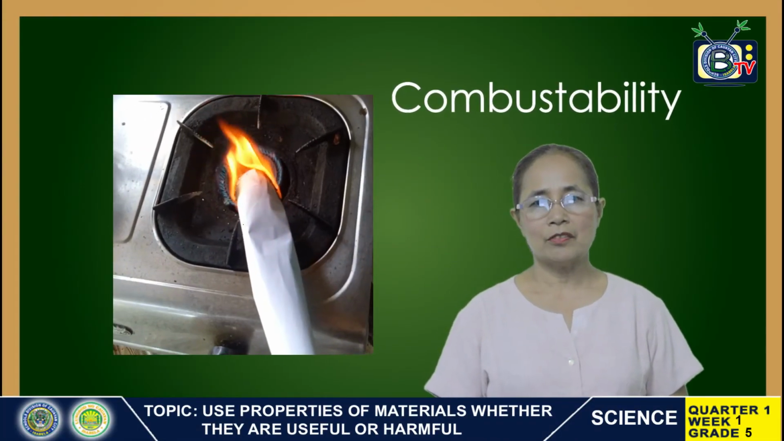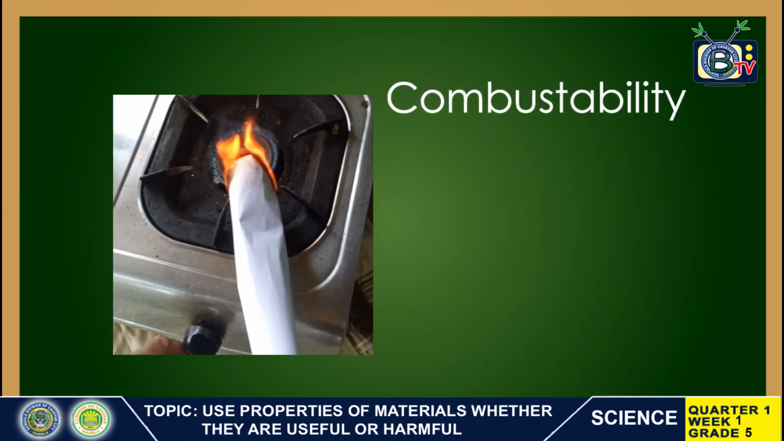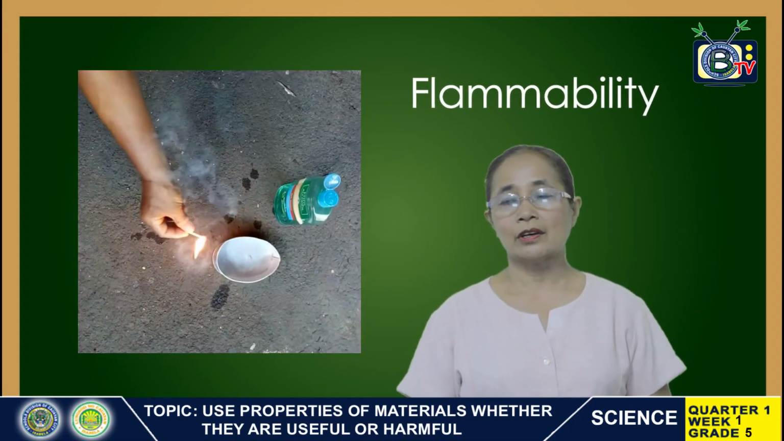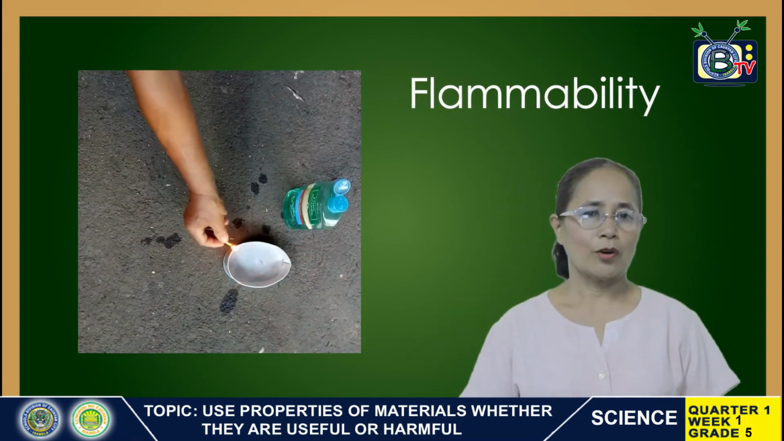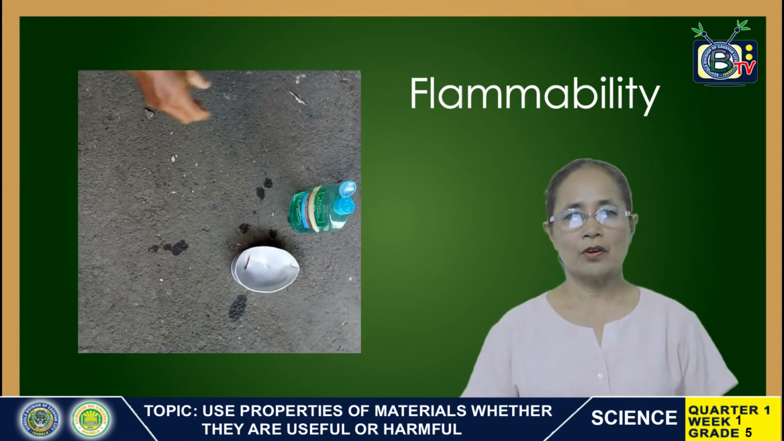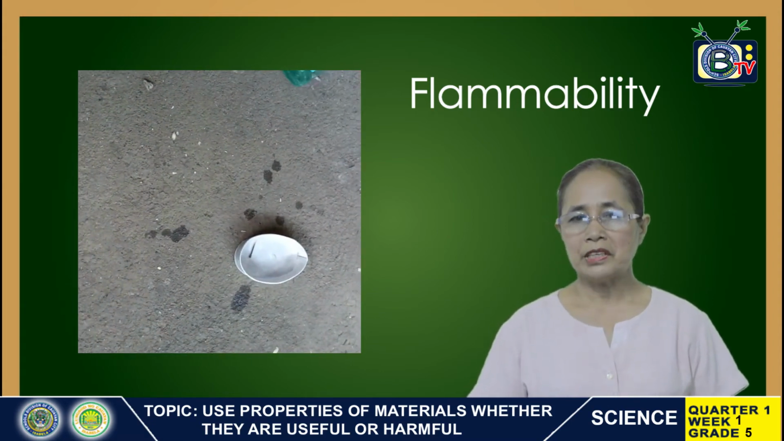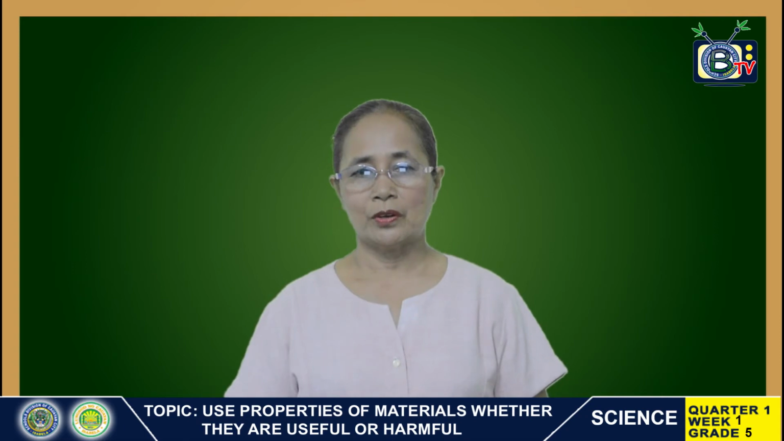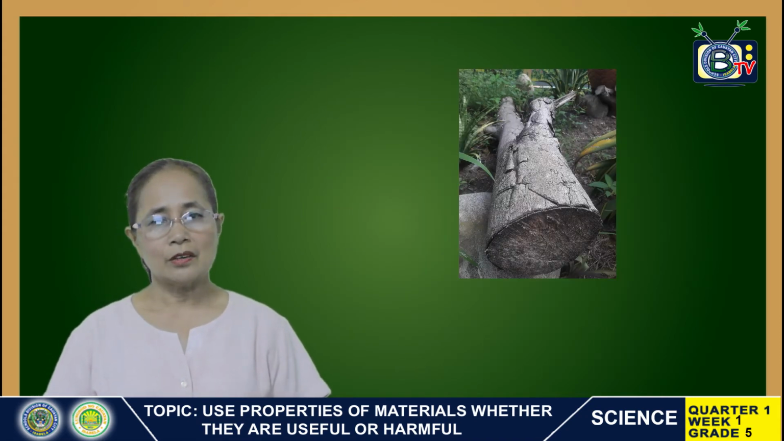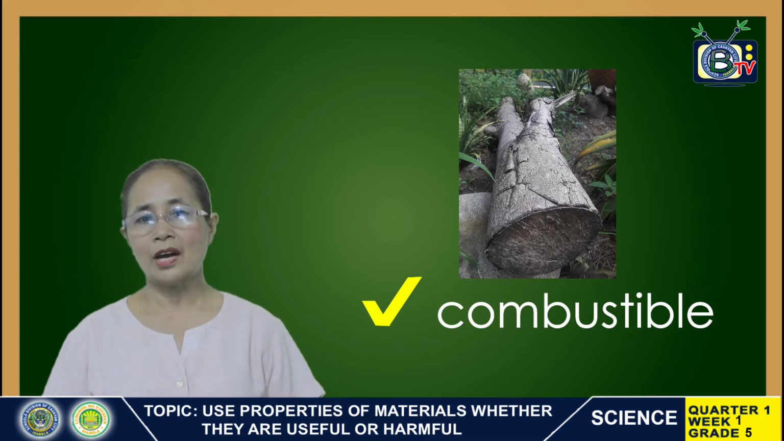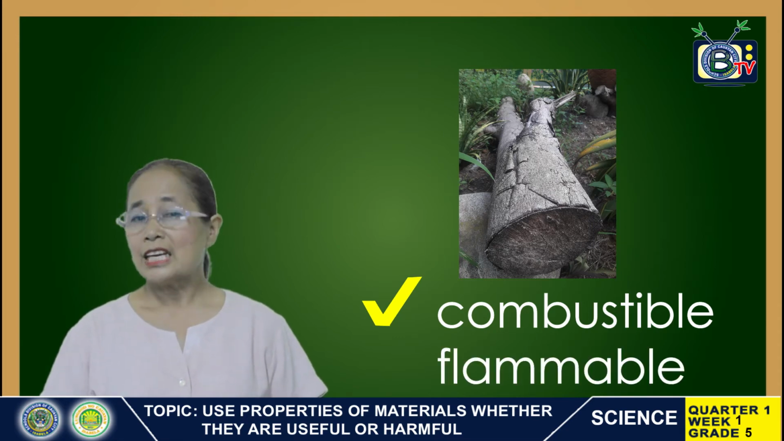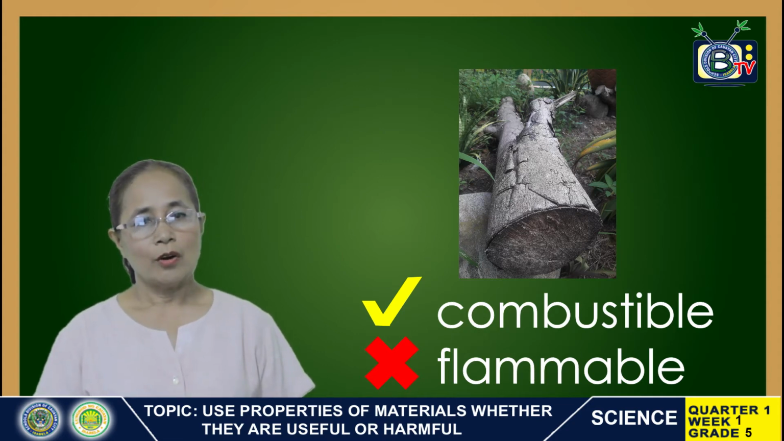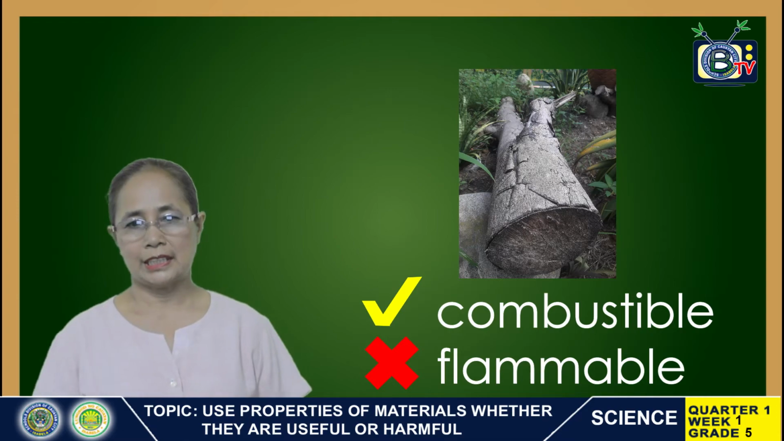Combustibility is the ability of a material to burn. Flammability is the ability of a material to ignite or catch fire easily. Alcohol and gasoline are both combustible and flammable. They can be burned fast. However, not all combustible materials are flammable. Example, a big chunk of wood can burn when subjected to a high amount of heat, but it will not catch fire easily unless you expose it longer so that it will start burning.